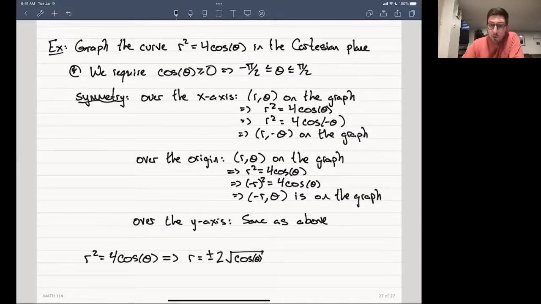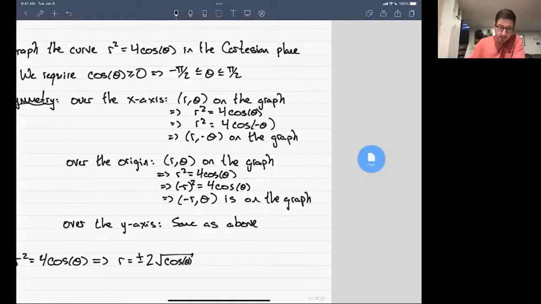So again, what we can do is we can exploit all of these symmetries and we can just restrict ourselves to the first quadrant. If we can just deal with the first quadrant, then we can mirror over the y-axis to get the second quadrant, and then mirror over the x-axis to get the whole Cartesian plane. This is why symmetry is awesome, right? I have reduced 4 quadrants down to understanding 1. Okay, so really, we have the graph r is equal to plus or minus 2 square root of cos theta. And so let's see what we can do.